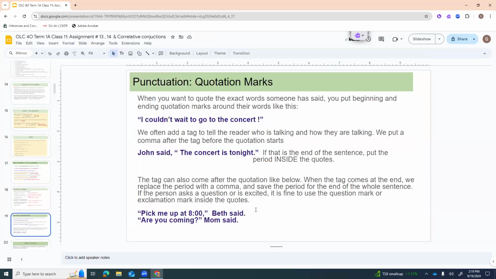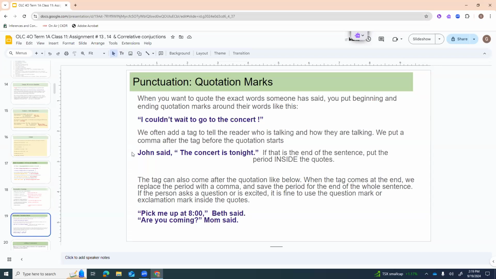Okay. Punctuation, quotation marks. We're going to talk about this because we do talk about this in huge detail in Unit 3, but we kind of need to talk about it a little bit here. We use quotation marks to quote the exact words someone has said. You always put beginning marks before they start to talk and then ending marks after they talk. The beginning ones, I don't know if you can see that, they look a little bit like a 66, and then the ending marks look a little bit like a 99. Often we add what's been called a tag, and the tag tells us who is talking and how they're talking. And then we put a comma after the tag before we put the quotation.